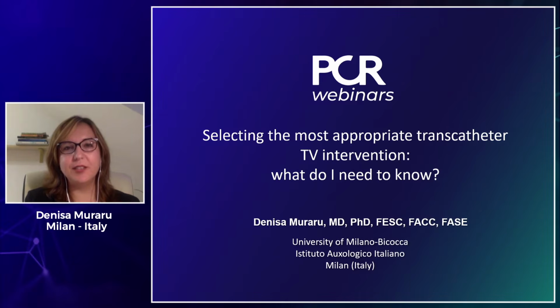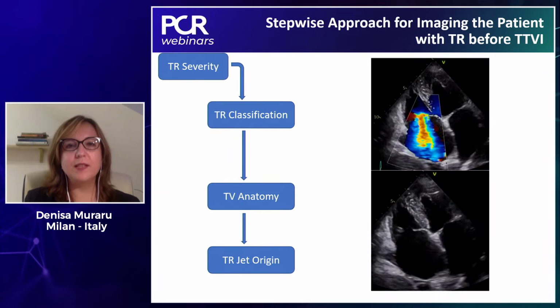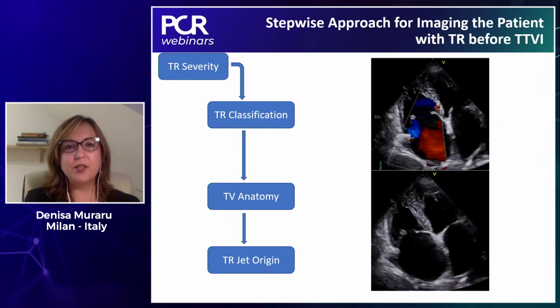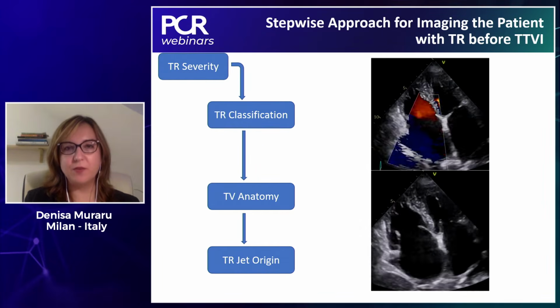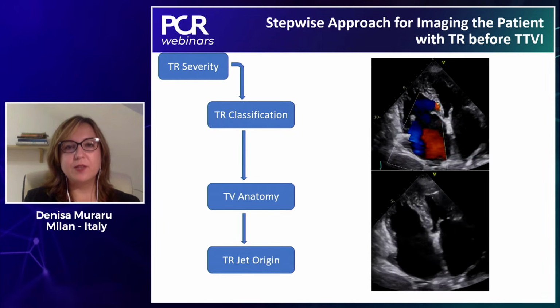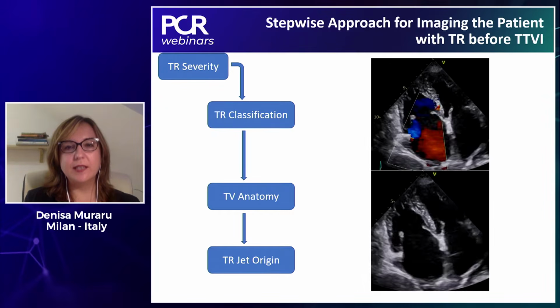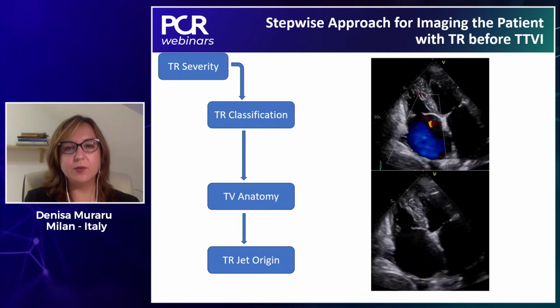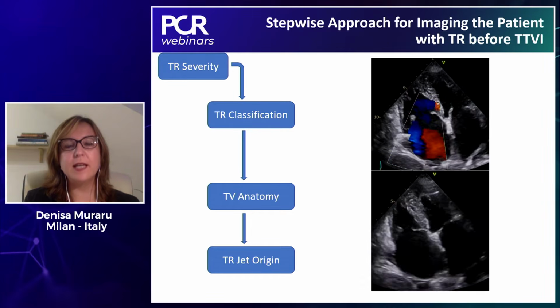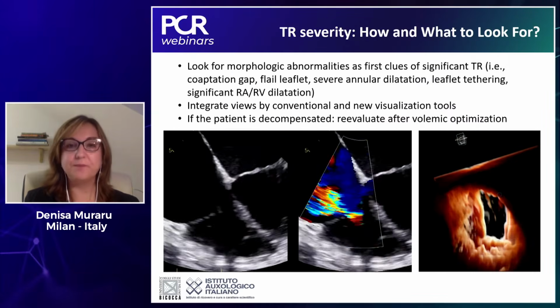Indeed, the journey of the patient with tricuspid regurgitation starts with the diagnosis, and this happens most of the time in the echo lab. Therefore, in the following presentation, I would like to discuss with you how we should approach the patient and which are the key information that we need to provide with imaging. First of all, we need to have a stepwise approach that starts with the severity of the TR, the classification, then looking to the detailed anatomy of the tricuspid valve apparatus, and finally, the definition of the jet origin.